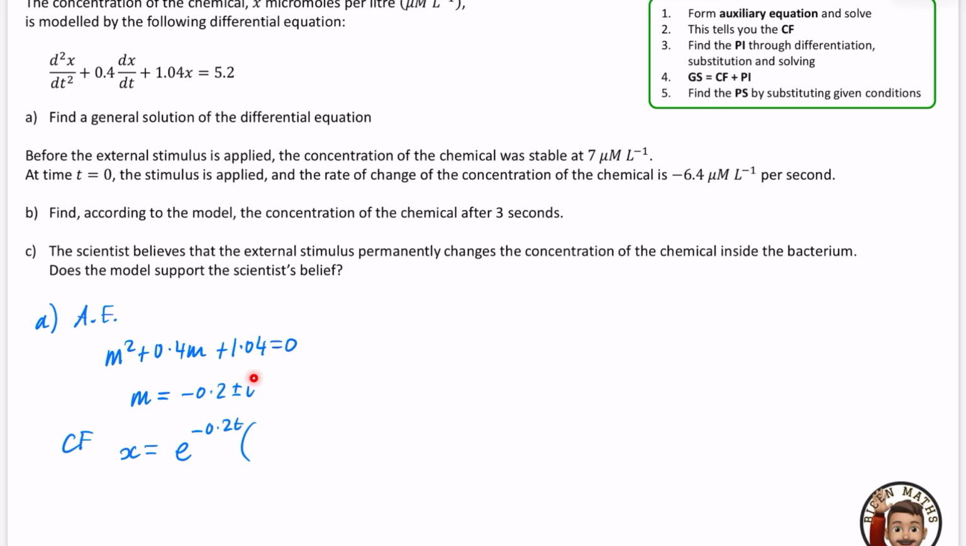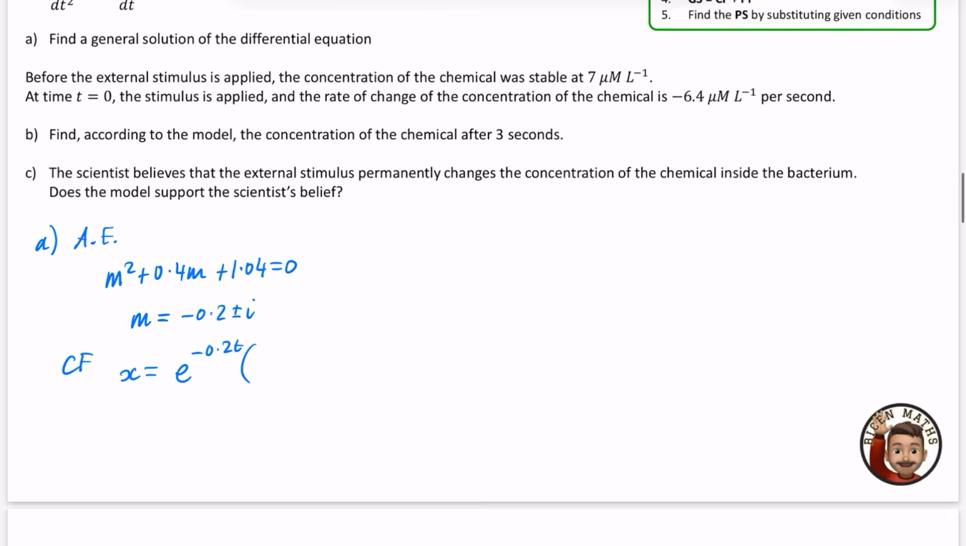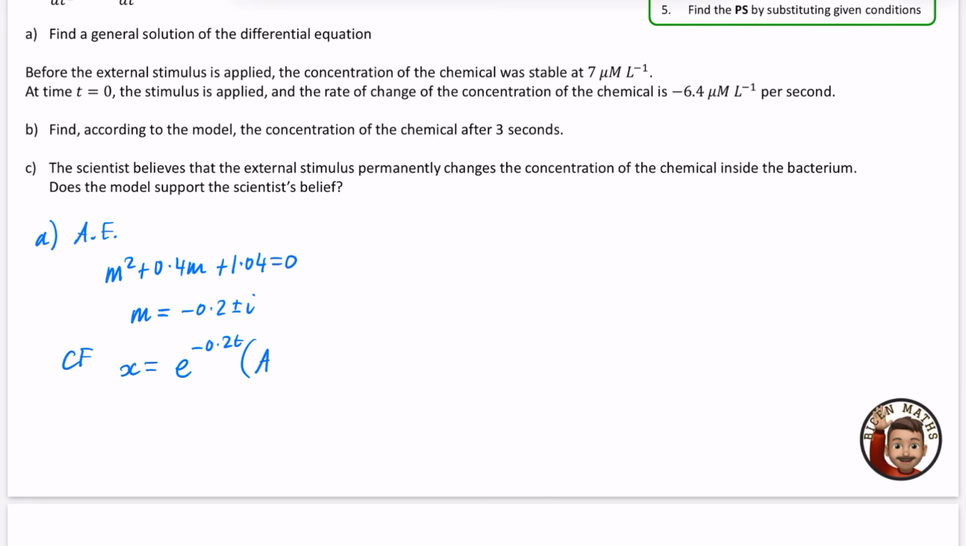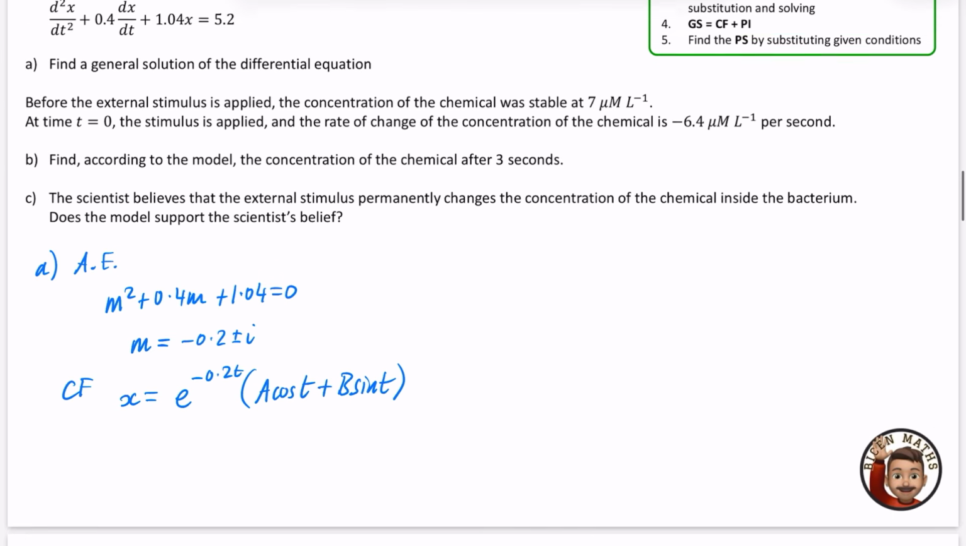The imaginary part of this i is the thing that gives us the sine and cosine. So we're going to have a cosine of just t. If it had a 3i, it would be a 3t, but it's just an i, so it's by itself. And then we get a sine part like this. You could do sine then cos, but I've just chosen to do cos then sine for this. So there's our complementary function.